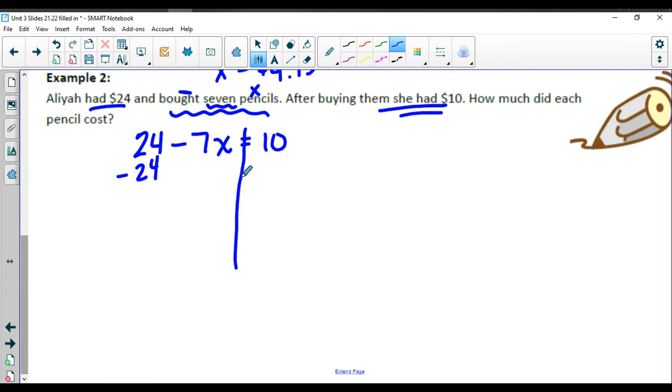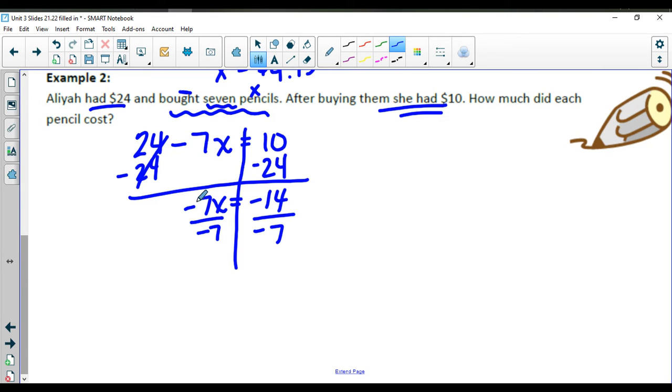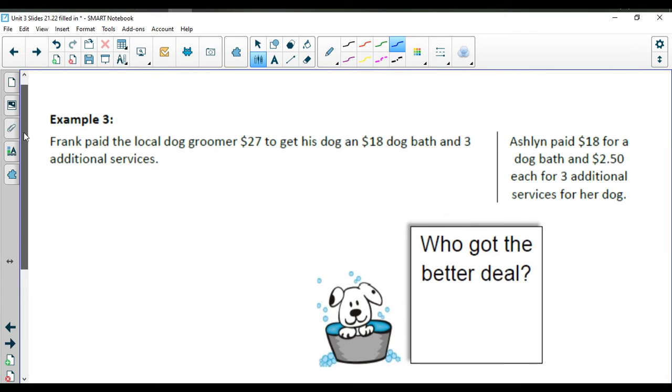So we're going to subtract that 24 at the front there. And we get negative 7x. 10 and a negative 24 would give us a negative 14. We're going to go ahead and divide by negative 7 here. And that tells me x equals 2. So x represented the cost of a pencil because she bought 7 of them. So we have $2 per pencil is our answer. And these are word problems, so we do have to have our word labels.